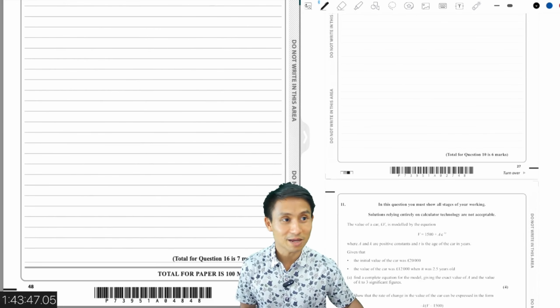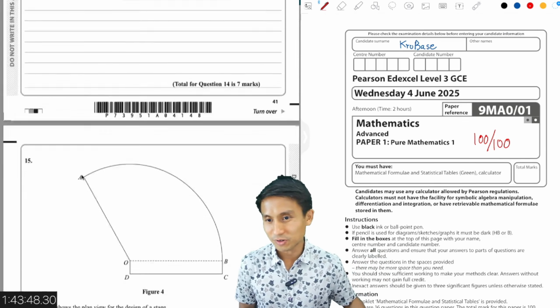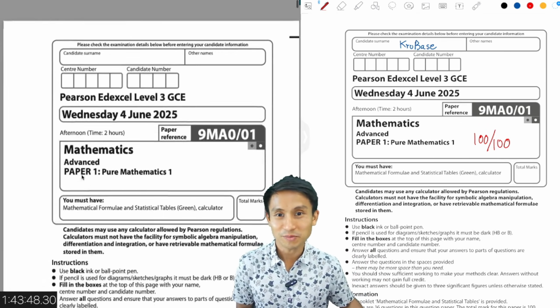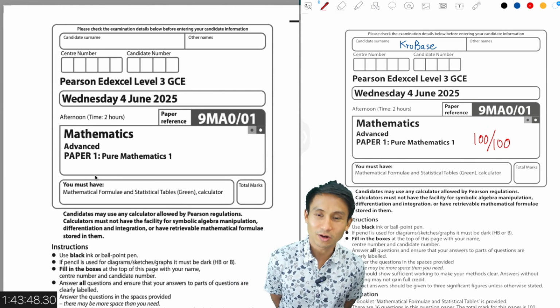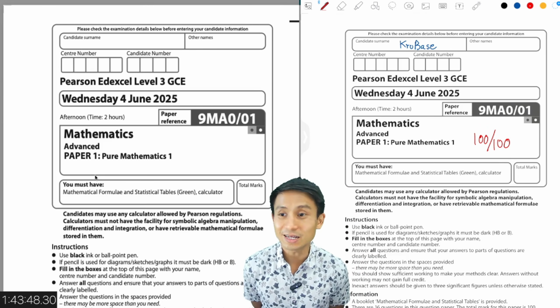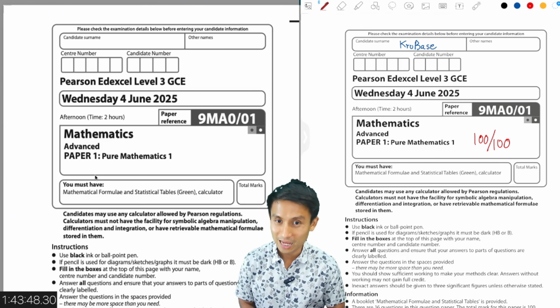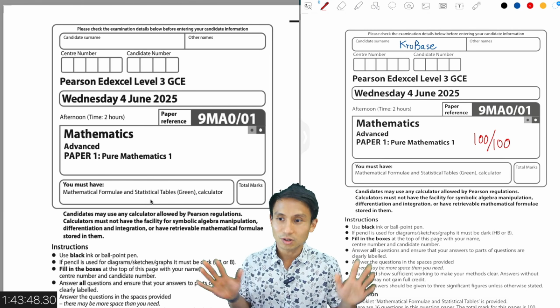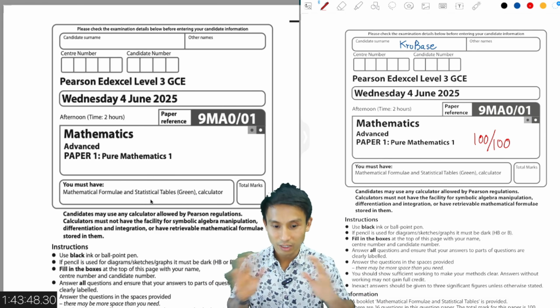So I'm gonna stop the timer. Okay, so I have marked the paper and I totally nailed this paper. I got 100 out of 100, although some questions I didn't need to write as much detail. But okay, let's do an overview on individual questions.